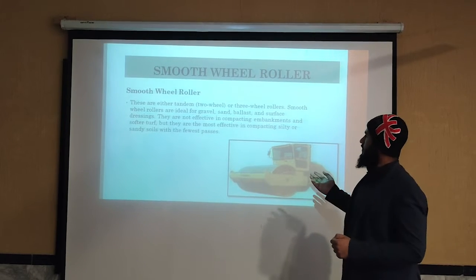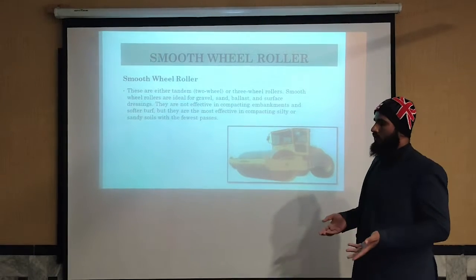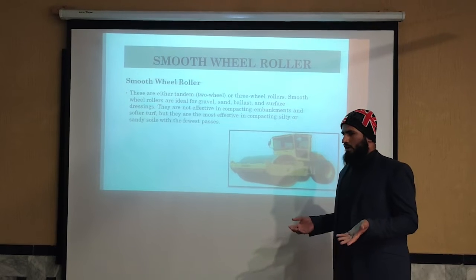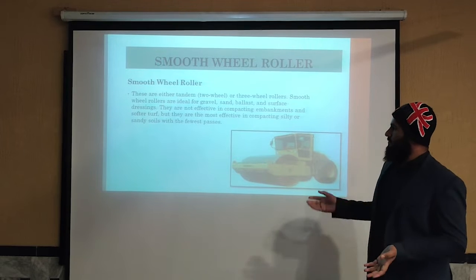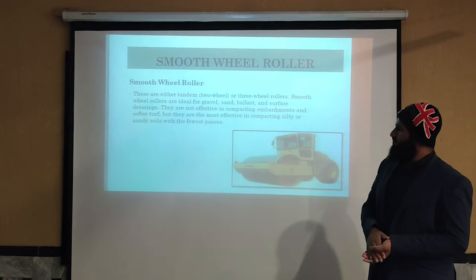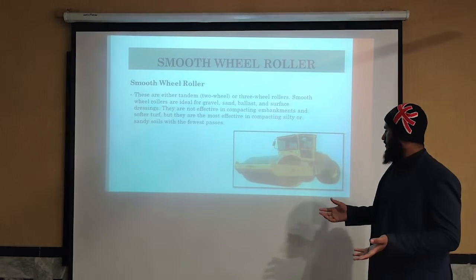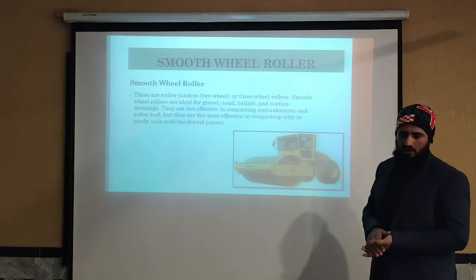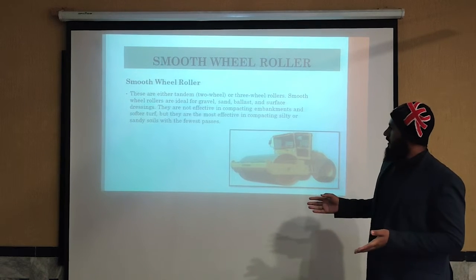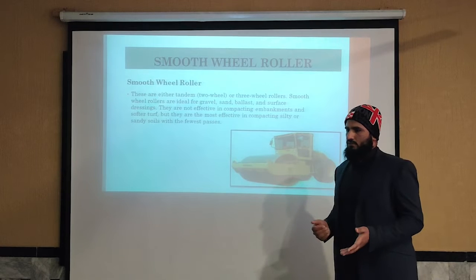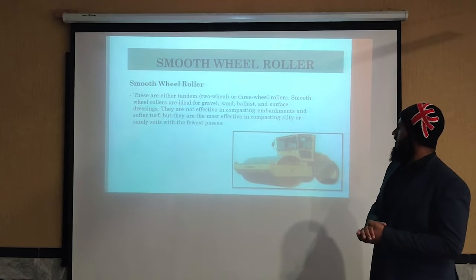There are different types of equipment used for compaction: the smooth wheel roller, sheepsfoot roller, hammer, and vibratory drum. Some are explained here. First, the smooth wheel roller. A smooth wheel roller is mechanical compaction equipment. There are different types of smooth wheel roller on the basis of the number of wheels: tandem, which has 2 wheels, and the 3-wheel roller.